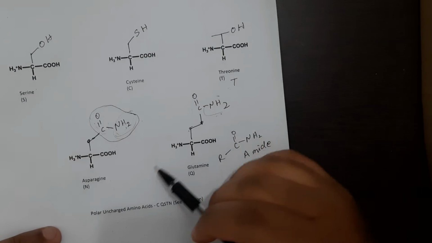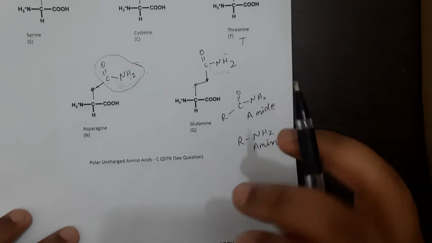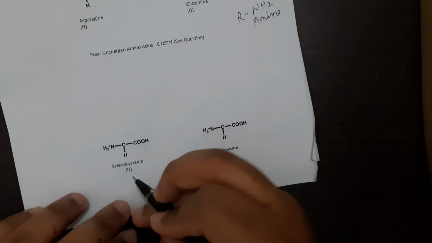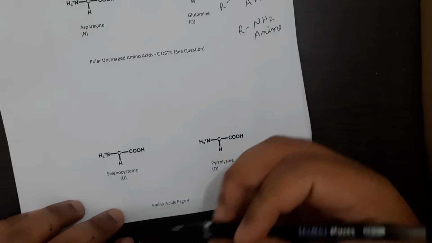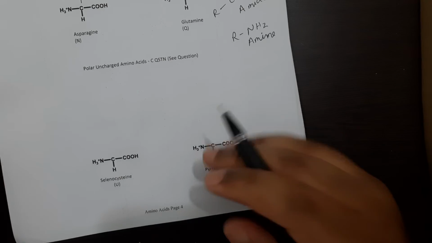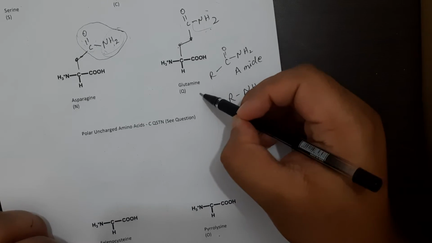Okay, so this brings us to the end of all our polar uncharged amino acids. There are two additional amino acids which I'll just look into, that is selenocysteine and pyrrolysine. Usually textbooks don't consider them to be standard amino acids because they'll either say 20 or 22 amino acids. If you say 22, you'll be talking about selenocysteine and pyrrolysine too. If you say 20, you're talking about only till glutamine.